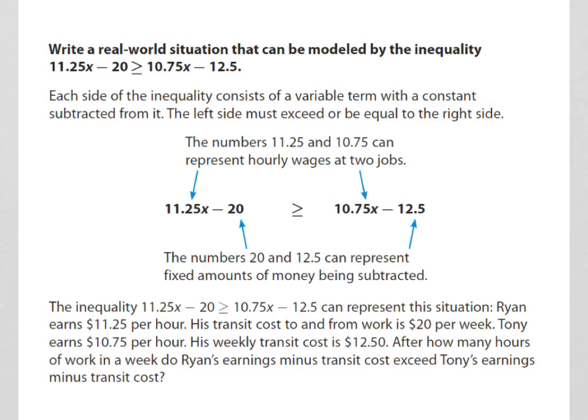Tony earns $10.75 per hour, and his weekly transit cost is $12.50. So after how many hours of work in a week does Ryan's earning minus transit costs exceed Tony's earning minus transit costs? All right.